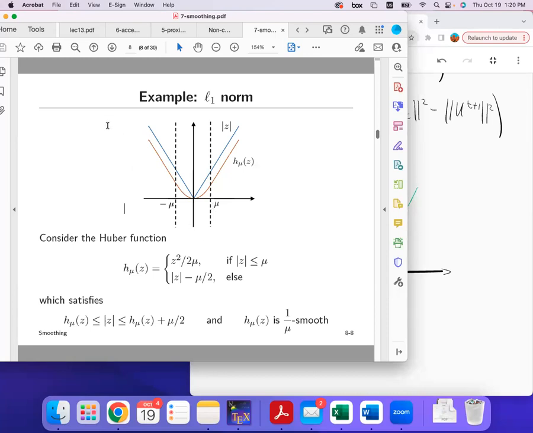So this is a very simple idea of smoothing. Essentially, around that non-smooth point, we can use some quadratic functions to make it smooth. And then for the rest of the function, we do not change it.